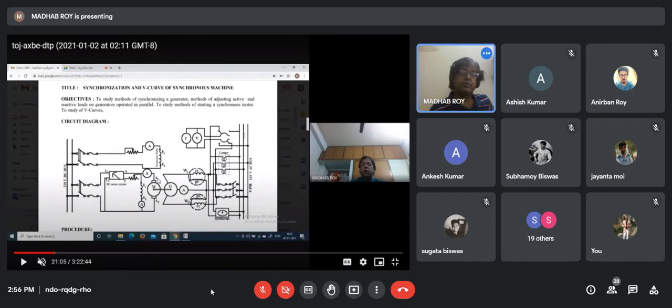Hello. So what is the method for this shunt motor to increase the speed?